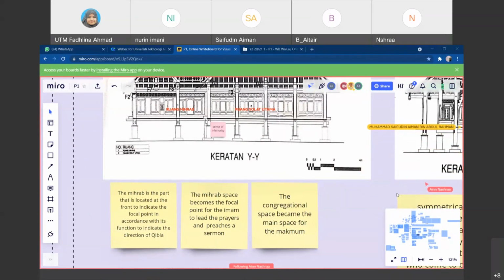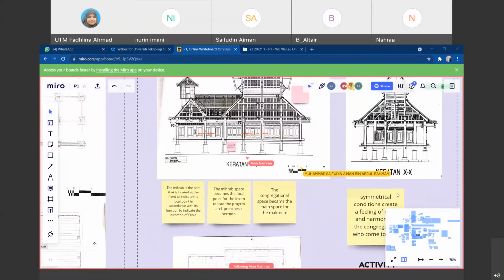Ain, after this you are going to change it in English, right? The ruang solat utama, ruang mihrab. Okay. Even the keratan. I think Section, for everybody. Okay.